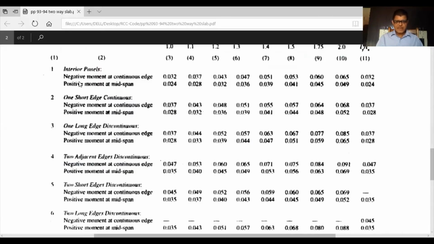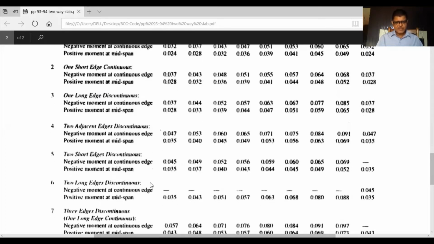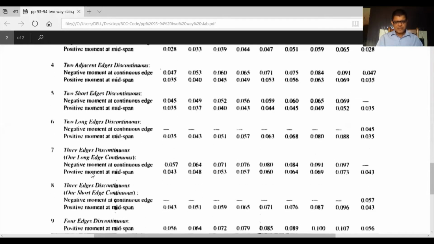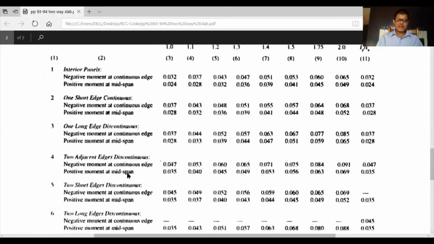Okay, you can see now negative moments at continuous edge: interior panel, one short edge discontinuous, one long edge discontinuous, 2 adjacent edges discontinuous, 2 short edges discontinuous. It may also come as 2 long edges discontinuous. Similarly, 3 edges discontinuous with 1 long edge continuous or 1 short edge continuous, and 4 edges discontinuous. There are different kinds of conditions. So for the slab we are going to design, see which condition is satisfied.